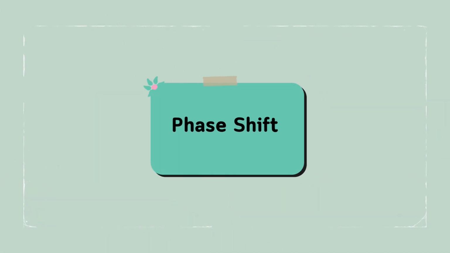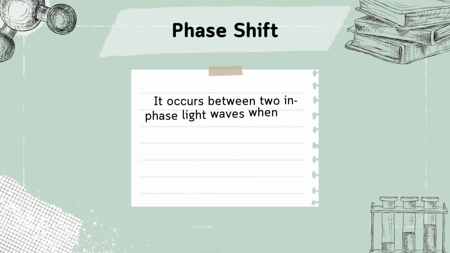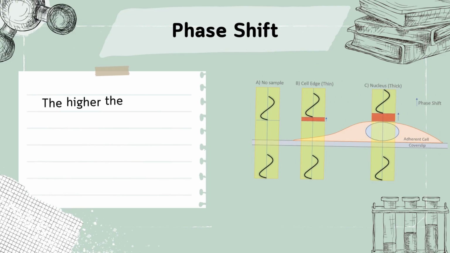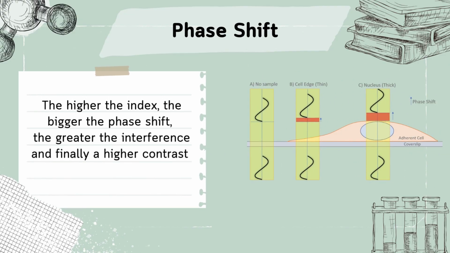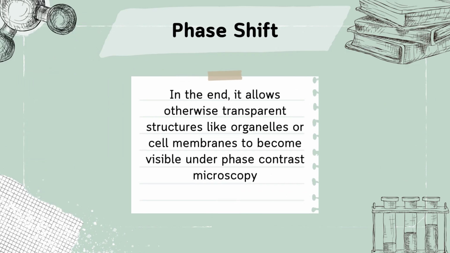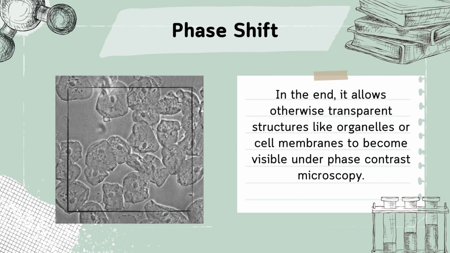It works thanks to another phenomenon called phase shift. Phase shift is a phenomenon that occurs between two in-phase light waves when they pass through two materials having different refractive indices. The higher the difference between these two refractive indices, the greater will be the phase shift introduced to the passing light waves, which will result in an increased interference when combined with the background light. The interference enhances contrast, allowing us to observe otherwise transparent structures like organelles or cell membranes.